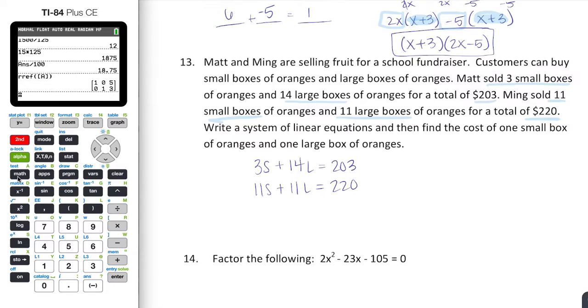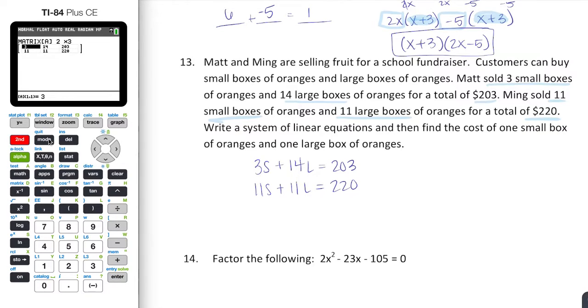So we're going to go into our matrix menu and go back. We're going to edit our matrix. It's the same size matrix. So we're going to have 3, 14, 203. Then we have 11, 11, and 220.